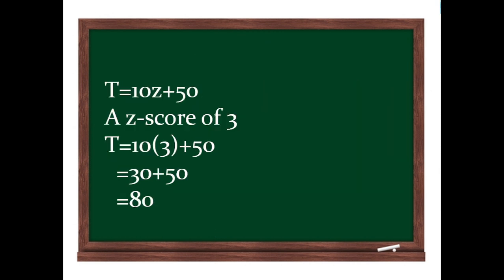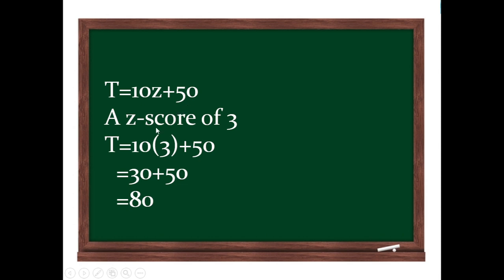Now, the computation in t-score, alamin po muna natin ang formula ng t-score. So, ang formula ng t-score, ito po, T is equal to 10z plus 50. Bakit po 10z at 50? Ang 10 at 50 ay constant term ng t-score.